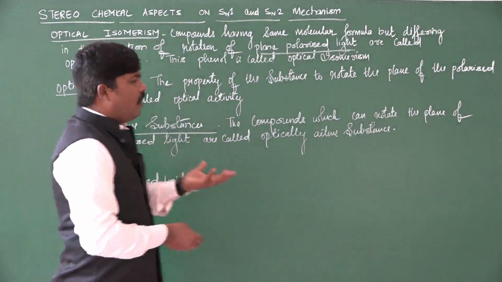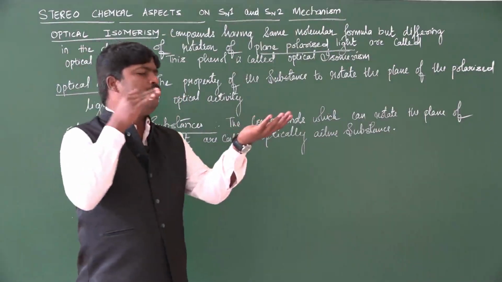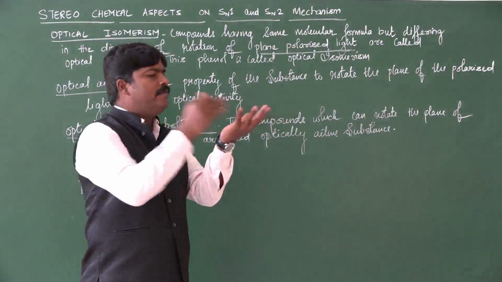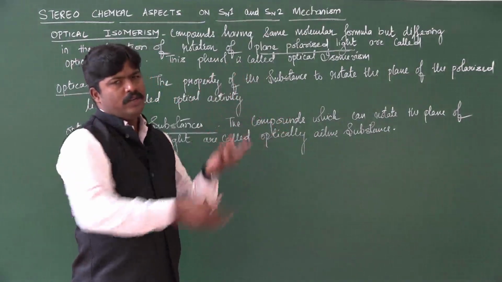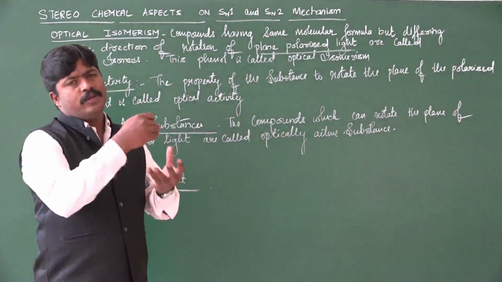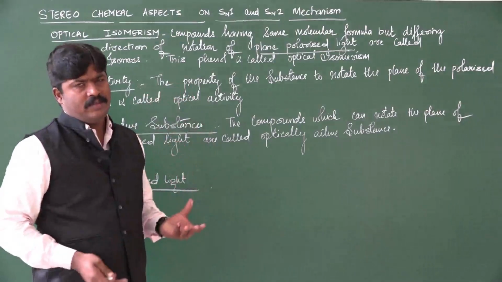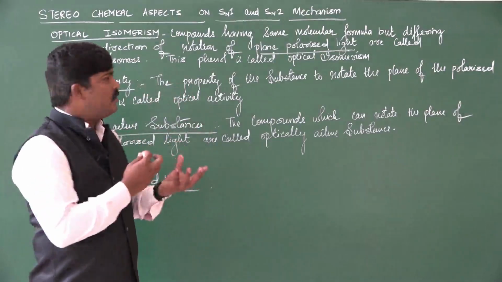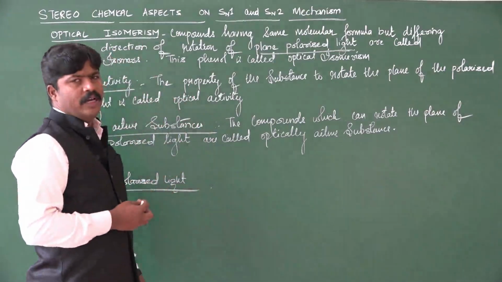If I take an organic compound solution and pass plane polarized light, the light which comes out goes either to the right or to the left. They rotate either to the right side or to the left side. That decides what we are going to discuss, called optical isomerism.